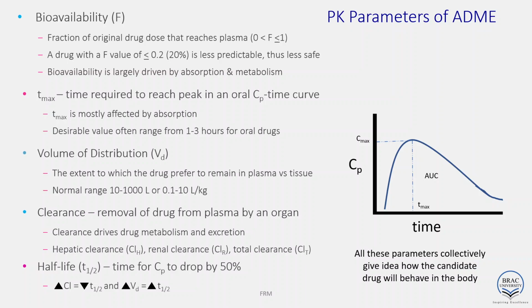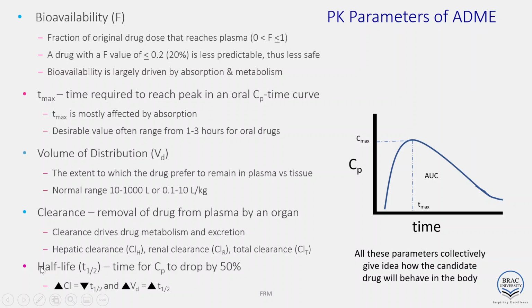So clearance, we know that the drug is metabolized and excreted. So the clearance is the removal of the drug from the plasma by an organ. How much of a drug is cleared from the plasma by a single organ? That organ could be the liver or kidney. So hepatic clearance is a measurement, and also renal clearance is a measurement. By adding together all those clearances, we get the total clearance, which is CLT.